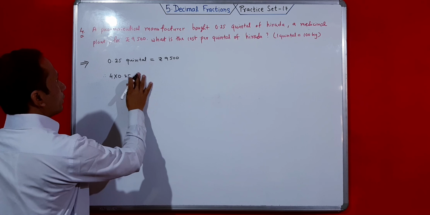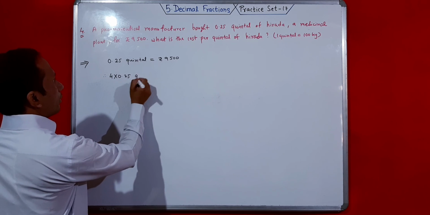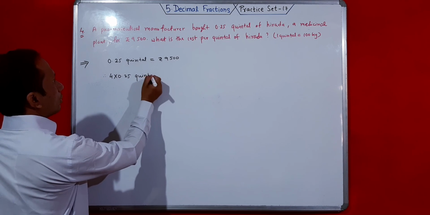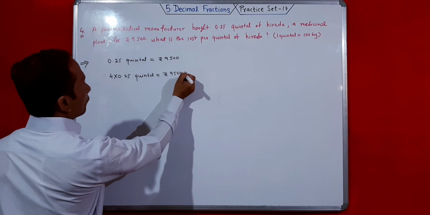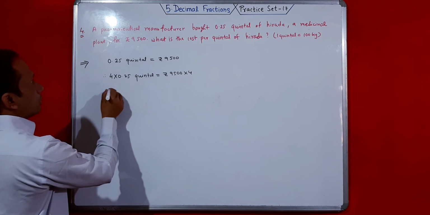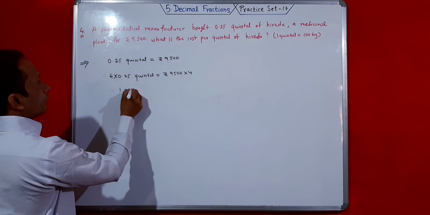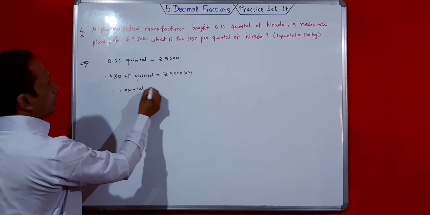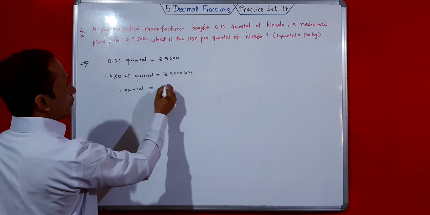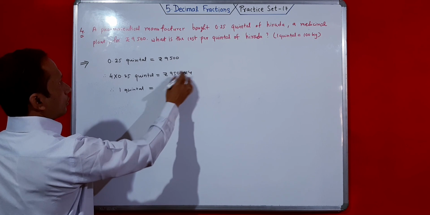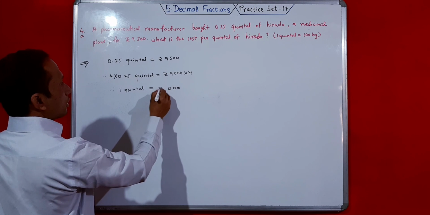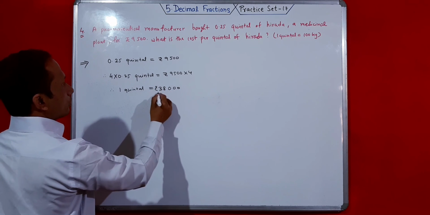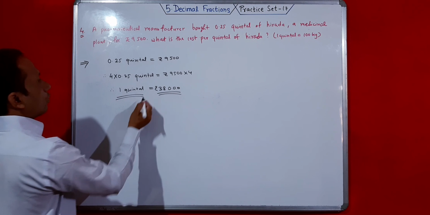Therefore 4 into 0.25 is equal to 1 quintal. So if I multiply by 4, I will get 1 quintal, which is equal to rupees 9500 into 4, because this will give 1 quintal and this will give me the price. 9500 into 4, this is 0, 0, 0 and 9 into 4 is 36 and 38, so the cost for 1 quintal.